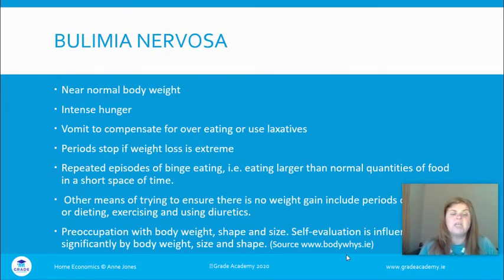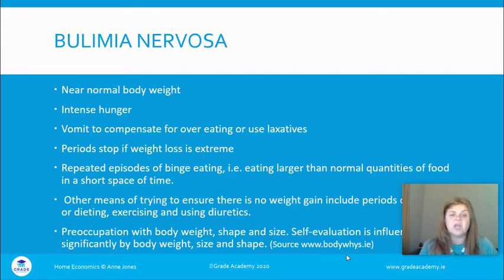Then if we move on again to bulimia nervosa, and again, Bodywise is a great website to go to for this information. Sometimes with bulimia, the person is normally near normal body weight, so sometimes you don't actually notice that. Whereas with anorexia, often there can be a huge weight loss. Bulimia nervosa can result in intense hunger, often huge periods of eating, and then they vomit to compensate for overeating, or they use laxatives.